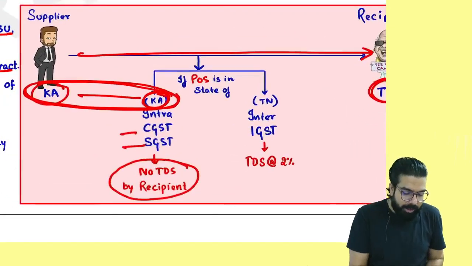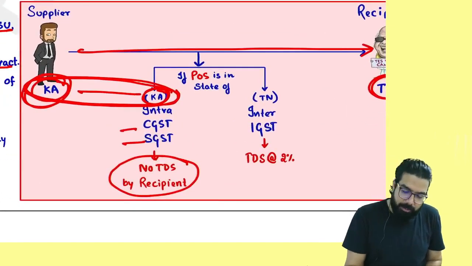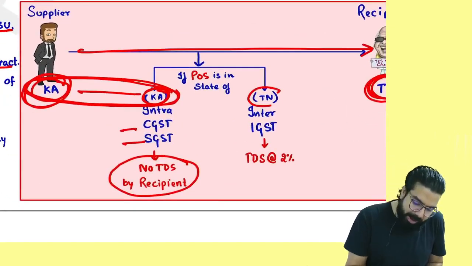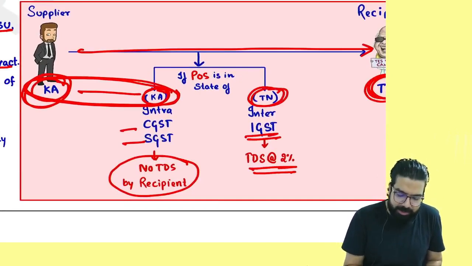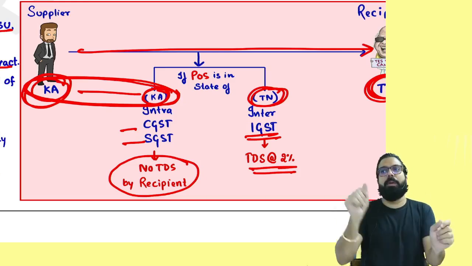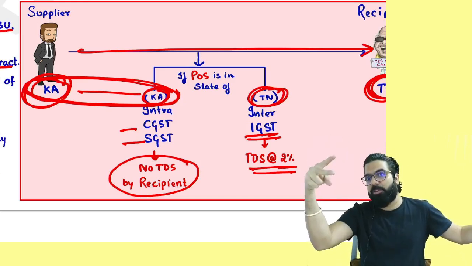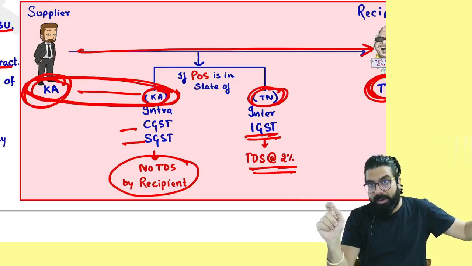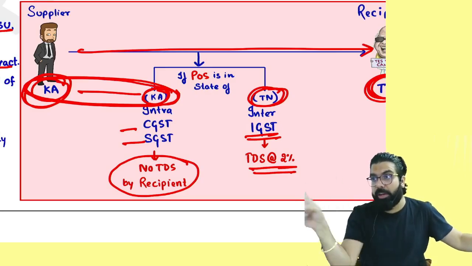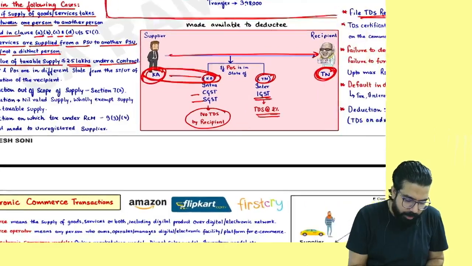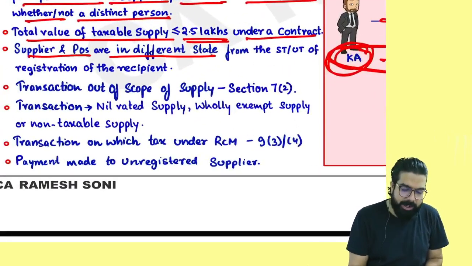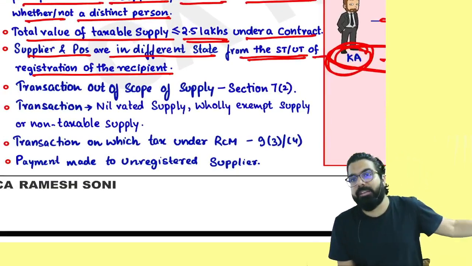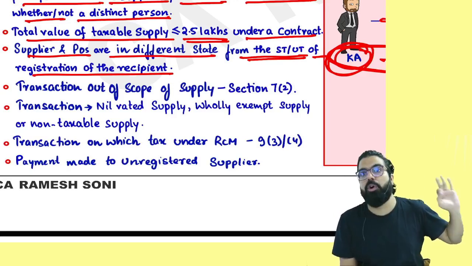But if supply is in Karnataka, recipient is in Tamil Nadu, place of supply is in Tamil Nadu, then no problem. IGST will be charged and TDS will be deducted. What will you remember? Supplier and place of supply in one state, recipient in another state, no TDS. Next, supplier and place of supply in a different state or union territory from the state of registration of the recipient, then remember there will be no TDS.